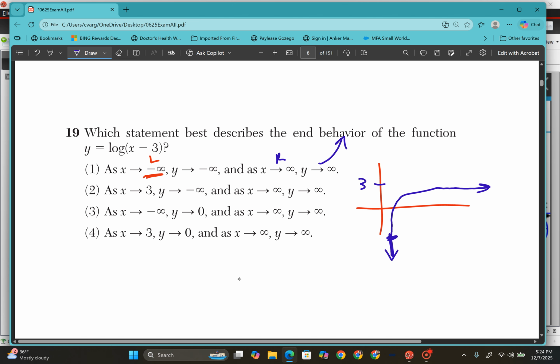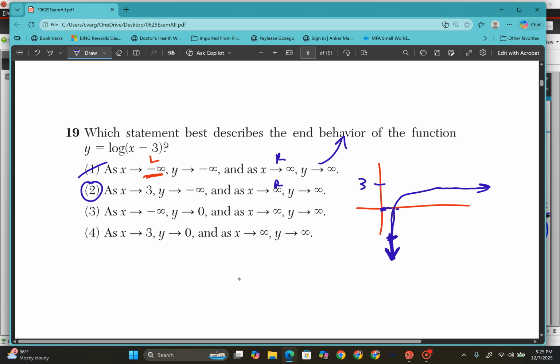So it's not that. This one says, as x approaches 3, as we get closer to 3, what is happening to our y? Our y is going down. You see that? So that is true. And as x goes to positive infinity, as we go right, our y is going up. That is also true. So looks like the answer choice is 2.